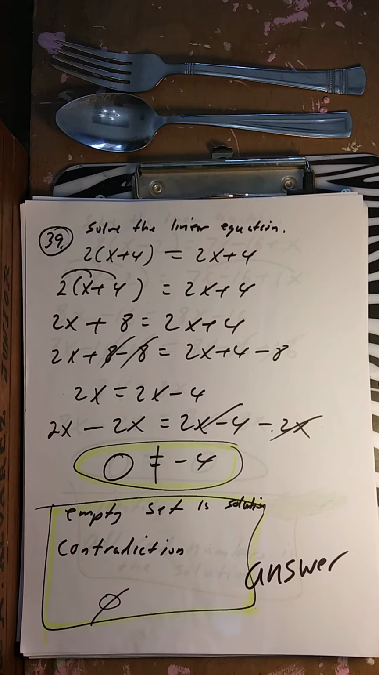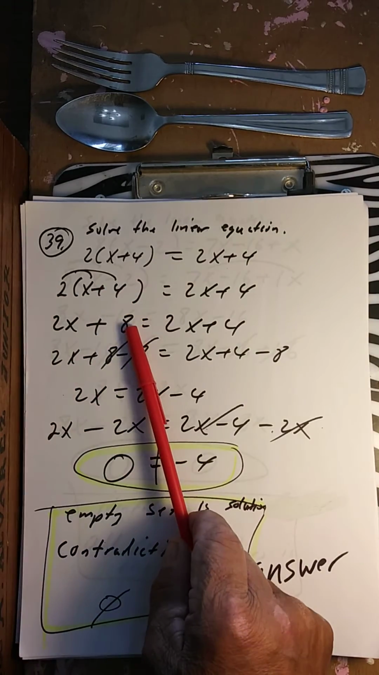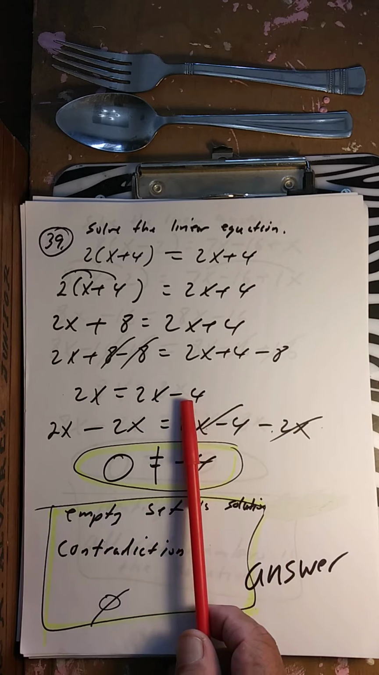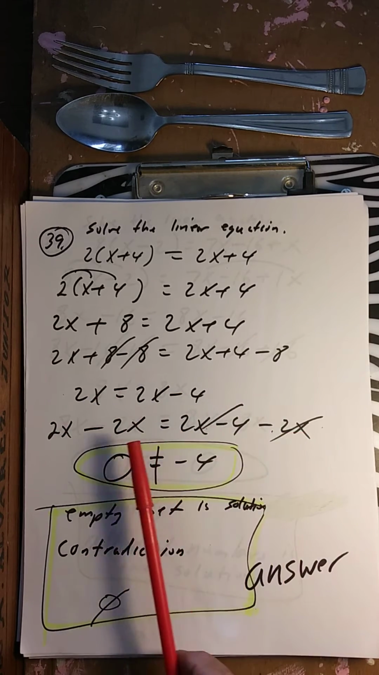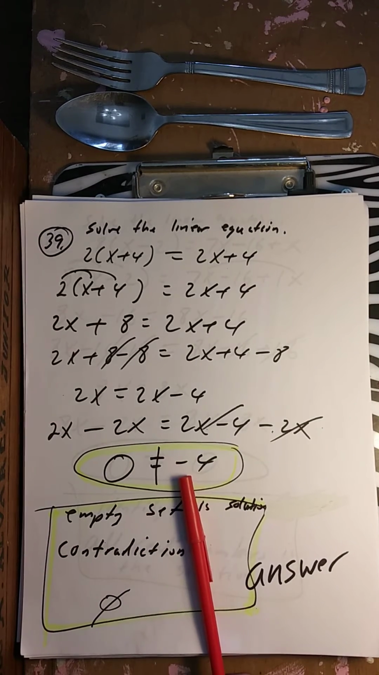Solve the linear equation. Multiply the parentheses first. So 2 times that is 2x, 2 times 4 is 8. Now I'm going to go minus 8 both sides. So we have this left over. So now minus 2x. 2 minus 2 is 0. And that's never going to be equal to negative 4.